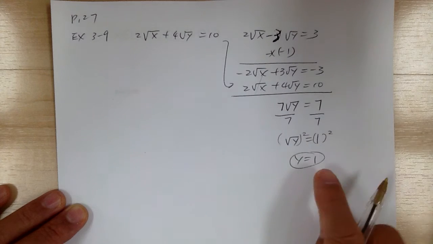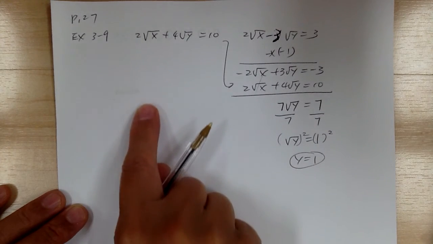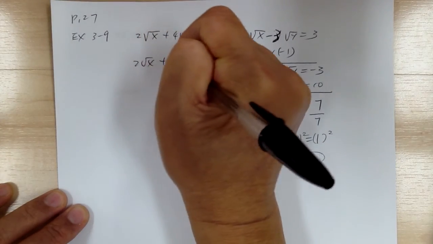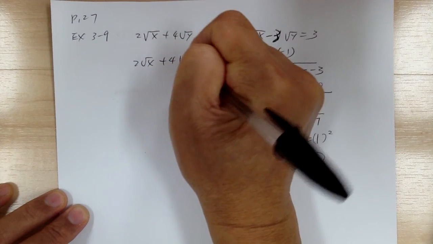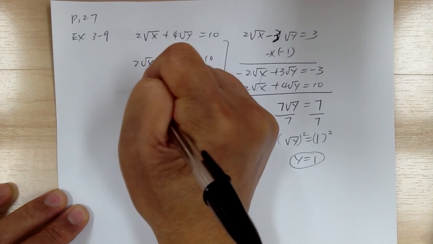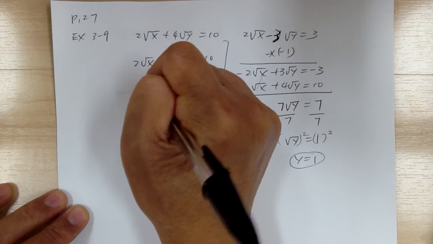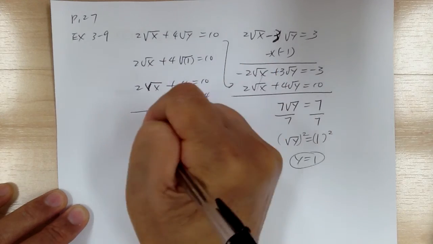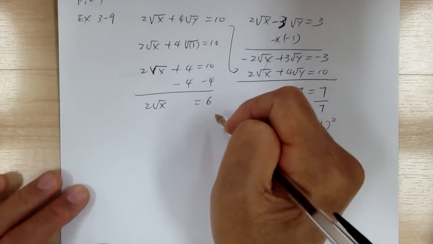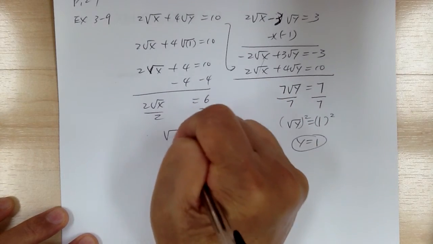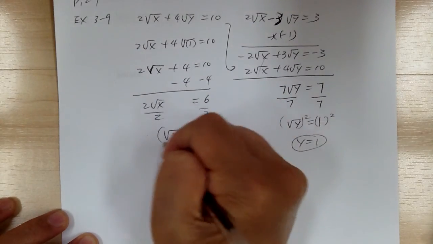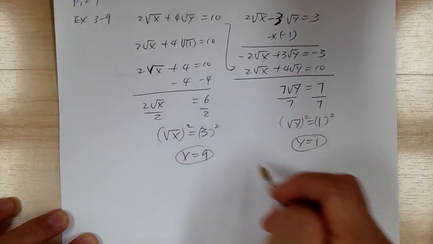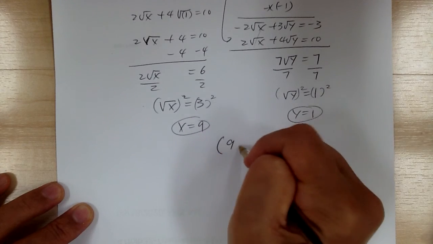Okay. Now after I solve for y, I can solve for x. So I'm going to use this one here. So I got 2 square root of x plus 4 square root of 1 equal to 10. So 2 square root of x plus 4 equal to 10. Subtract 4 on each side. So 2 square root of x equal to 6. Divide by 2, divide by 2. So square root of x equal to 3. Then square both sides. So x equal to 9. So the answer I'm looking for would be 9 comma 1.